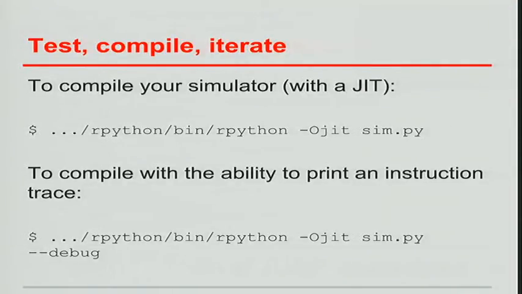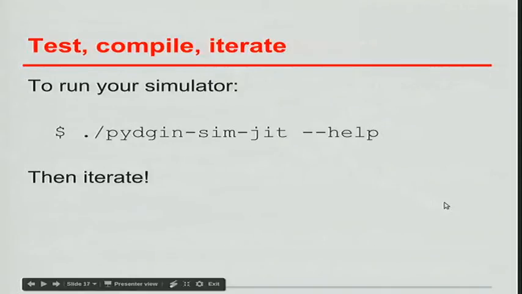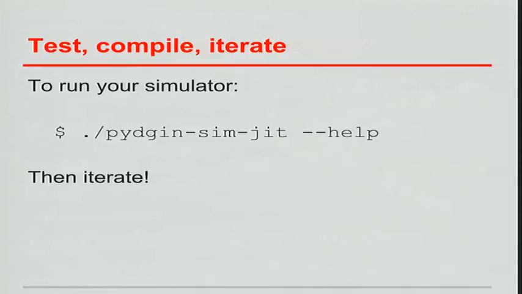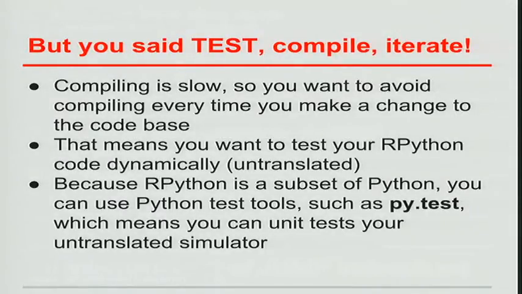So if you were doing this, you would then compile your simulator with RPython, and RPython says, please provide me with a JIT for free. And then you'd be able to run it. And then you can iterate and add all your other instructions and make it better. So that's really nice. But before we have a working simulator, we need to probably test it.